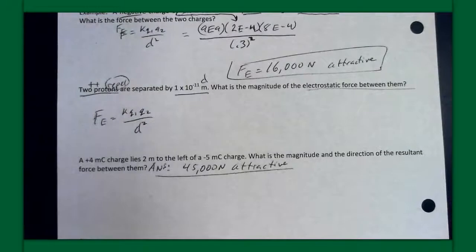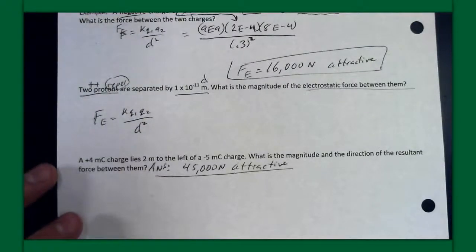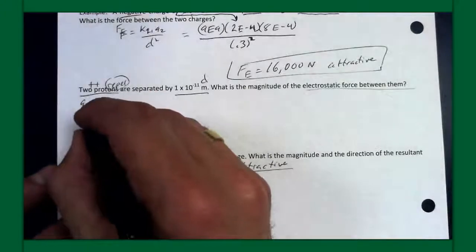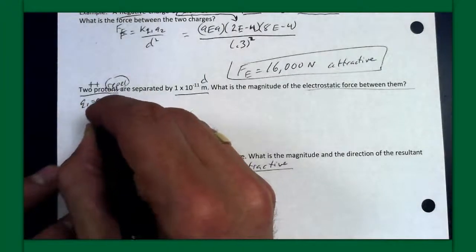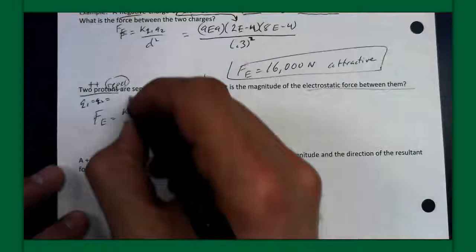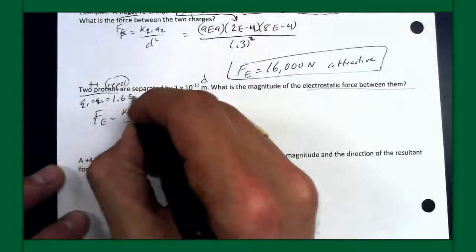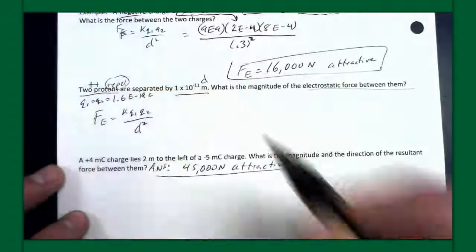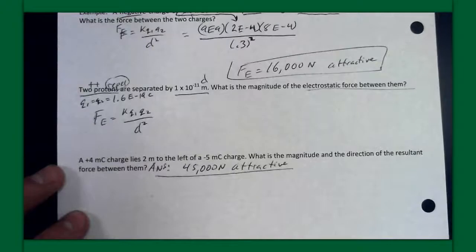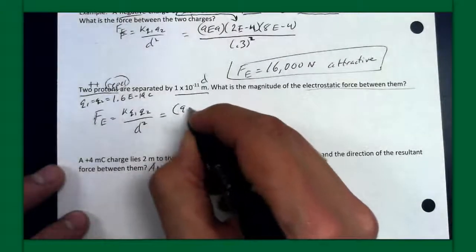So anytime you have a problem dealing with a proton or an electron, they're not going to give you the charge. They expect that you know that the charge, Q1 is equal to Q2, since they're both protons, that the charge is 1.6 times 10 to the -19th coulombs. So that is our Q1 and Q2. So we can come back in here and plug those in.